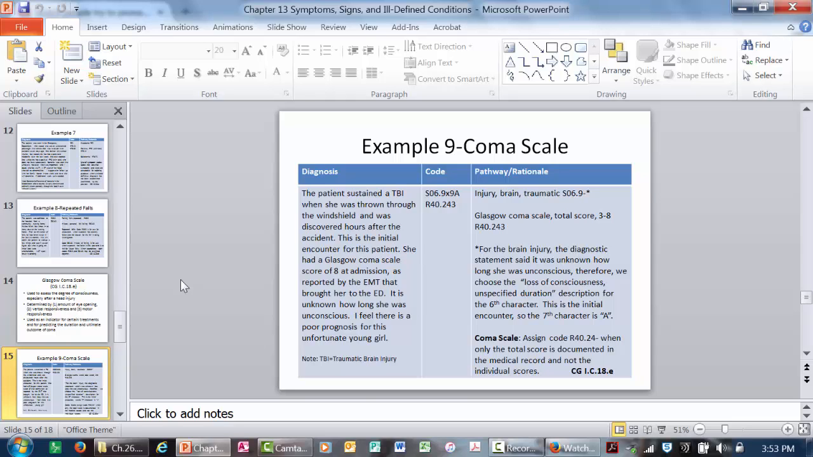Because in the diagnostic statement we were told we don't know how long she was unconscious, we have to choose the loss of consciousness unspecified duration description for the 6th character, and the 7th character is A for our S06 code.